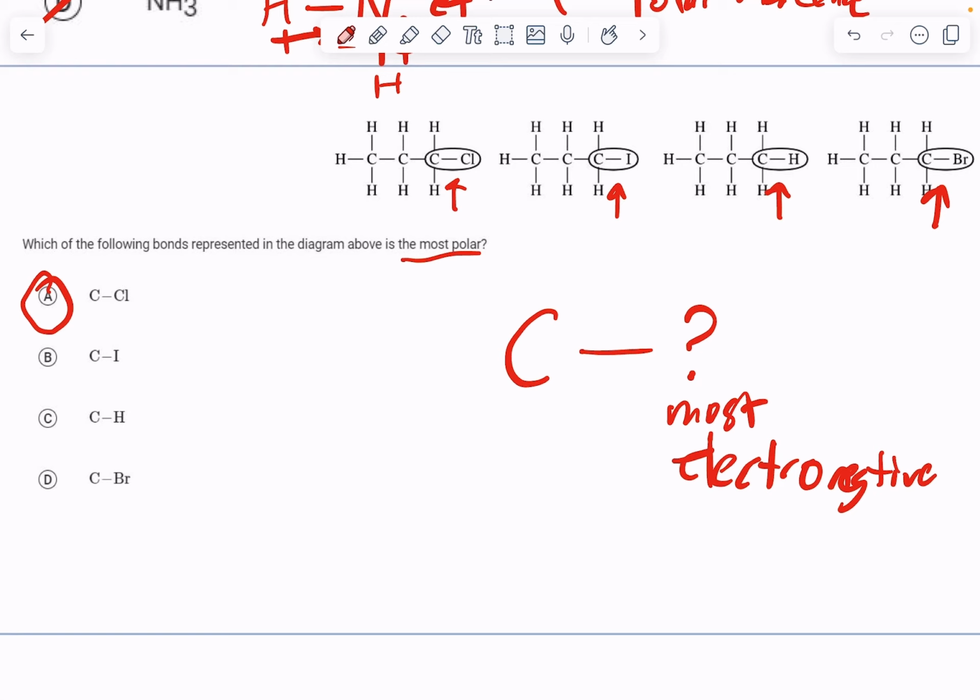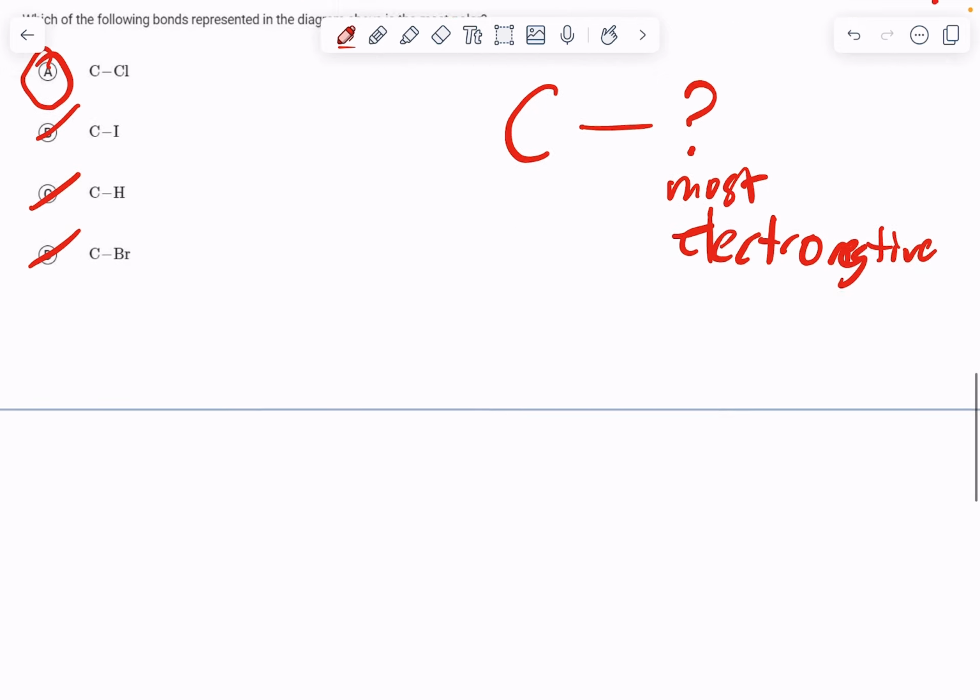It is the most polar. C-I and C-Br are the next two, and C-H ultimately is the weakest, or the least polar. But it will be A as your answer for that one. And that was the last question.